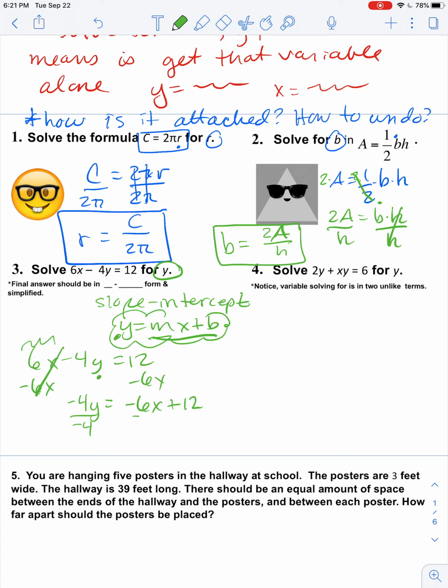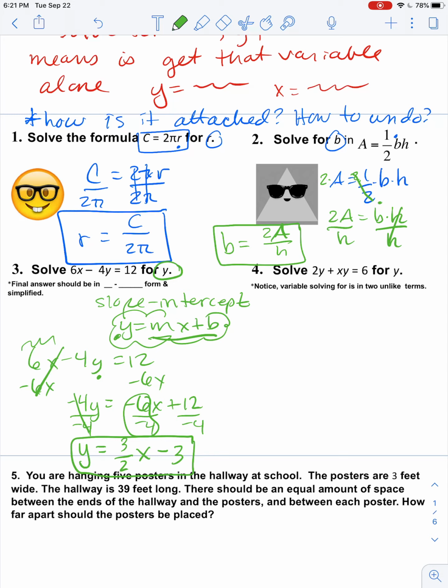Now to get the y alone, I'll go through and separate that out by division since that was multiplied in. And my final rearrangement is that y would equal, now look at this, it's going to become positive, and I'm going to reduce that to 3/2. And then here, the 12 over negative 4 would reduce to a negative 3.